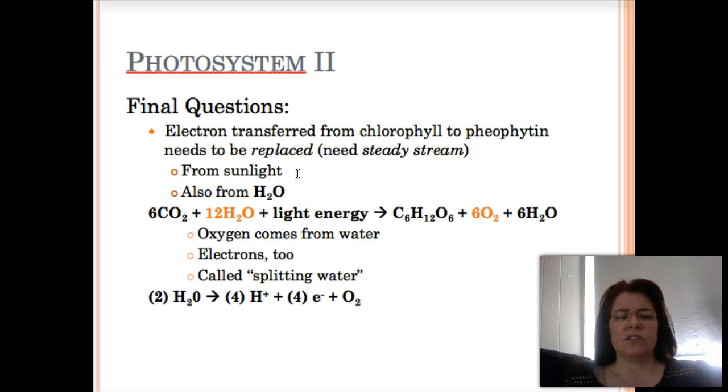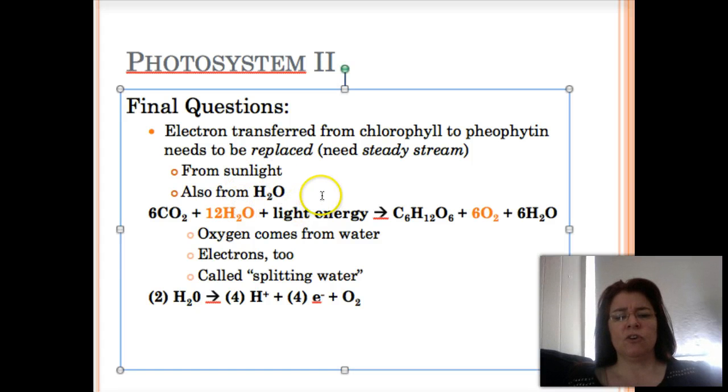We know that energy comes from the sun through the photon, but we can replace the pheophytin electron through a process using water. And if you recall, when we looked at the summary equation for photosynthesis, we said carbon dioxide and water and light energy are used to produce carbohydrate, glucose, plus oxygen, plus water. So once again, we have oxygen here being produced, but it's being produced from water.